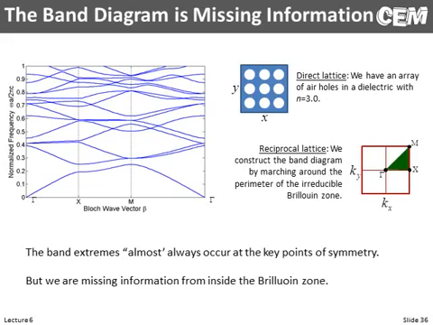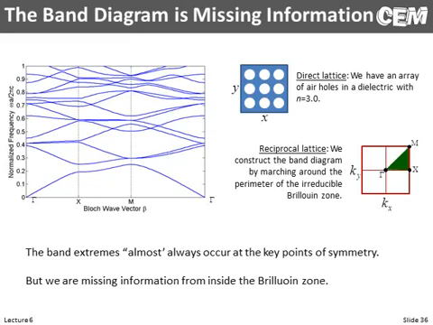So I hinted to this before, but if we're marching around just the perimeter of the irreducible Brillouin zone, we are potentially missing information. So if we were just calculating the band diagram of this two-dimensional lattice, we're probably going to go from gamma to X up to M and back to gamma and march around this irreducible Brillouin zone. Well, in fact, there may very well be some interesting things happening right in the middle. And if all we're doing is going around the outside, we're completely missing that.